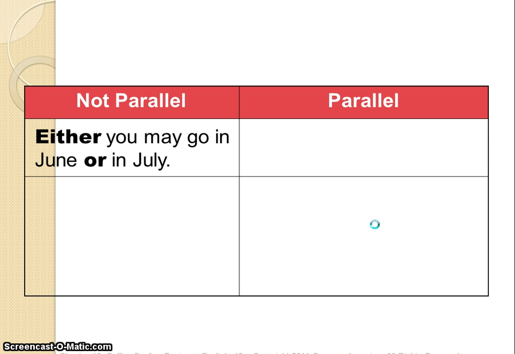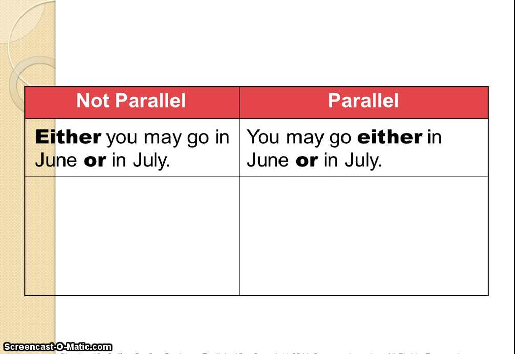Okay, here's some examples. Either you may go in June or in July. Why is that not parallel? Well, it would be better if you said you may go either in June or July. You're closest to the things that are in parallel construction. Here's a prep phrase, in June, and then in July. So they need to be of equal value when you're joining them.